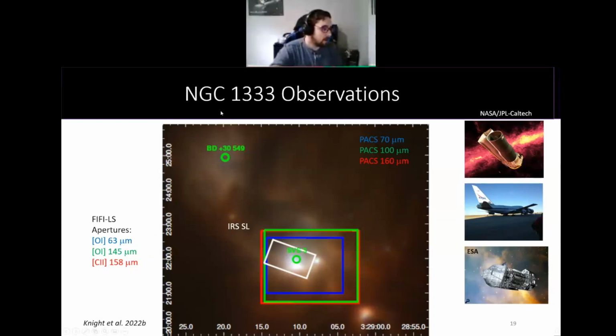So for our observations, we have multiple observations in the mid-infrared and the far-infrared. We used Spitzer IRS short-low to map the PAH emission. And we used SOFIA PACS to measure the far-infrared cooling lines at 63, 145, and 158 micrometers. And additionally, we have observations from Herschel PACS at 70, 100, and 160 micrometers to map the far-infrared dust continuum. So taking all these observations into account, we'll be able to compare PAHs and their physical conditions.